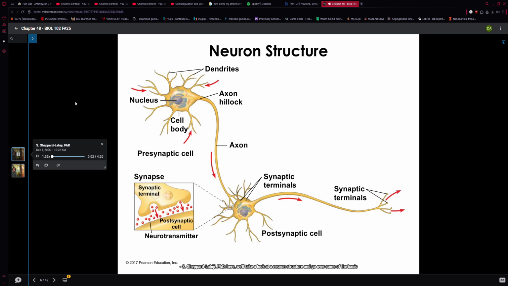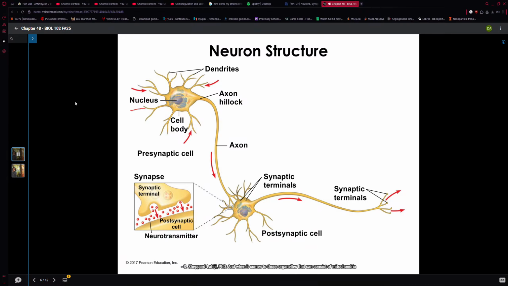Here we'll take a look at neuron structure and go over some of the basic vocabulary and the roles that they play with respect to communication. The control center is essentially the cell body, which is also referred to as the soma. It's similar to other cells in the sense that it contains organelles. There's a nucleus, which is indicated here, in addition to other organelles which aren't expressly shown but are present.